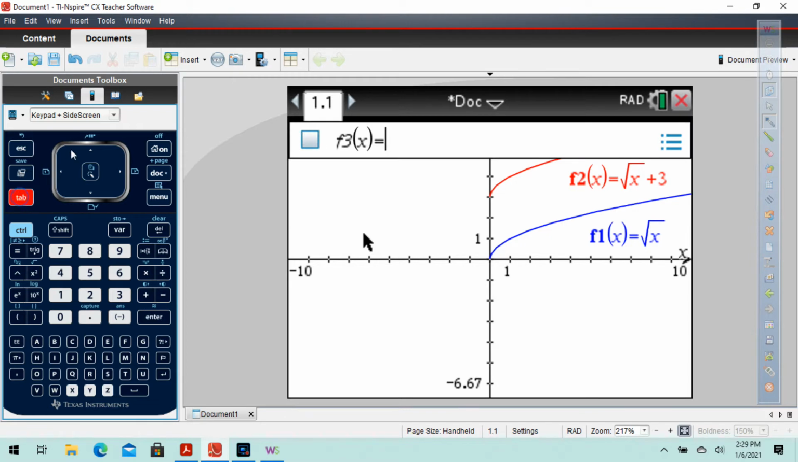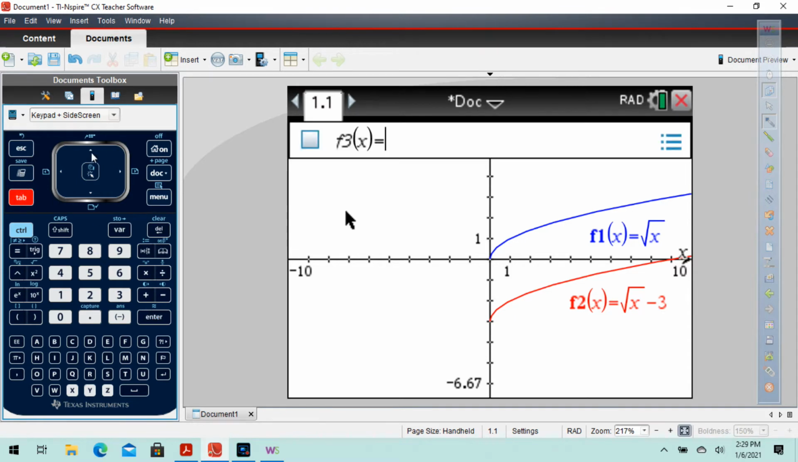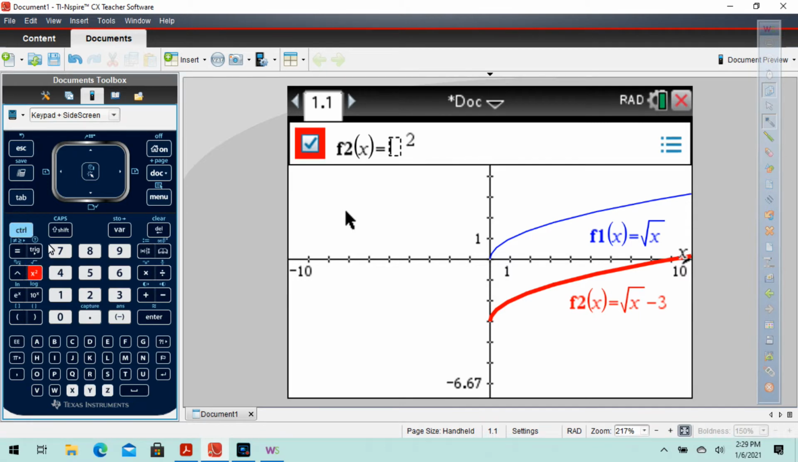And what if we change that to minus 3? And notice how that moves it down 3 units. Okay, so that's how the different positions, a and h and k, work. What I haven't done yet is b. So let's try b.